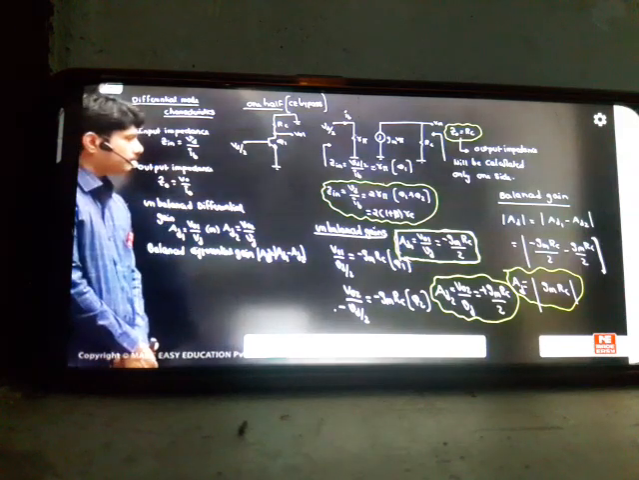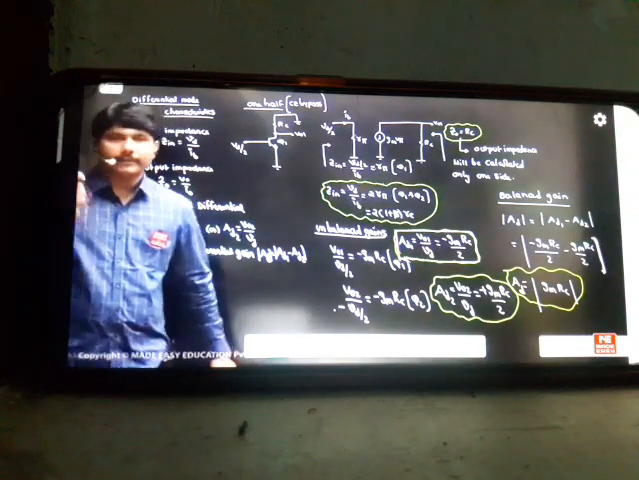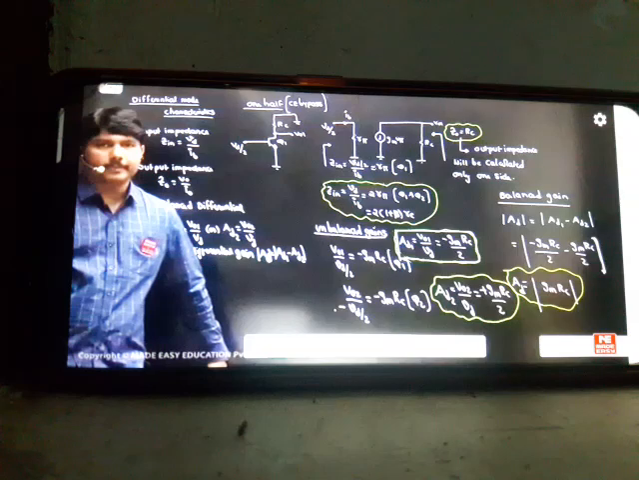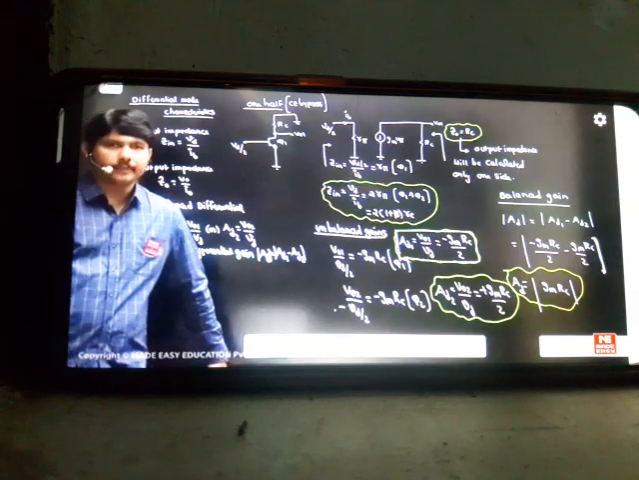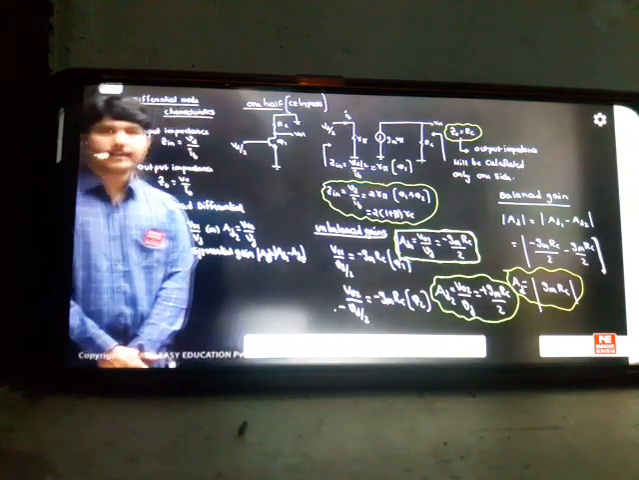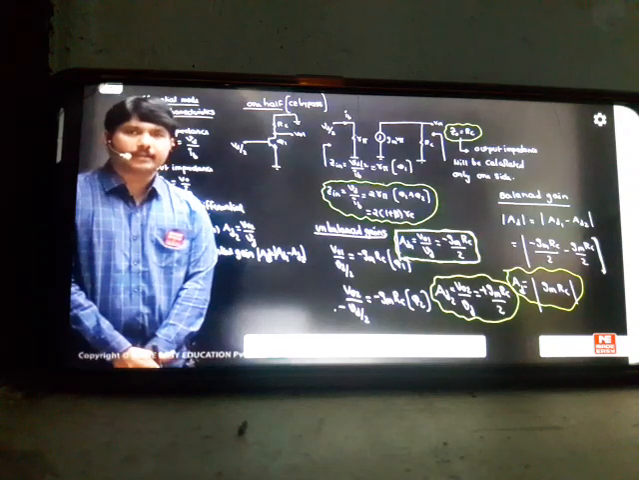So please clear up this topic. The major topic is completed. This is the concept called differential mode: how to find the input impedance, how to find the output impedance, how to find the differential gains. One is unbalanced, one is balanced, I know the formulas. These formulas are very easy to remember and recollect. GM into RC is the formula for balanced gain, which we already know. It's a common emitter gain.